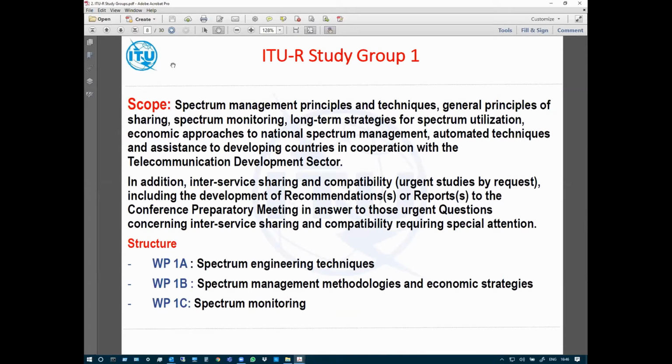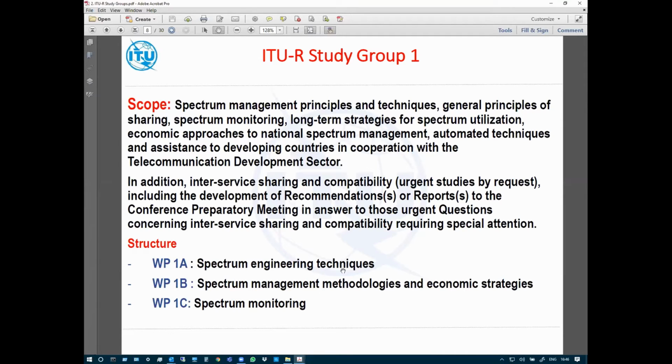Let's see a little detail about the ITU-R study groups. By the way, in the material we have provided on the seminar web tutorial, there's a complete booklet of the ITU-R study groups. Then we have ITU-R study group 1, scope: spectrum management principles and techniques, general principles of sharing, spectrum monitoring, long-term strategy for spectrum utilization, economic approaches to national spectrum management. We work very closely with BDT on this topic. Istvan could later complement this issue. Also automatic techniques and assistance to developing countries in cooperation with the BDT. In addition, inter-service sharing and compatibility, and urgent studies by request, including the development of recommendations or reports to the conference preparatory meeting.